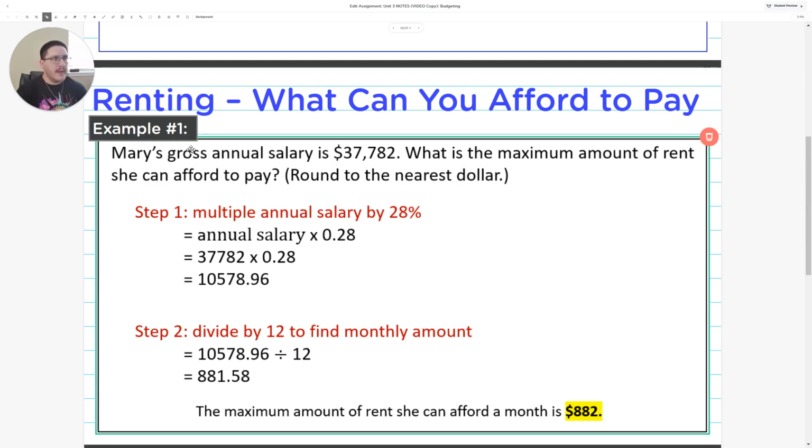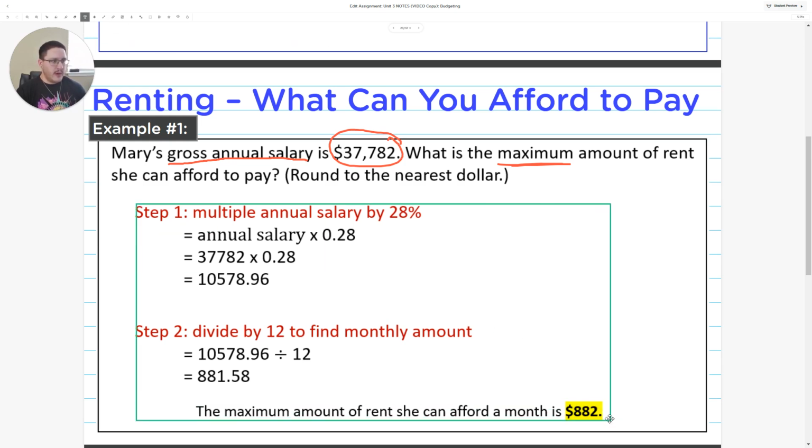So, for example 1, Mary's gross annual salary is $37,782. What is the maximum amount of rent she can afford to pay? And we're going to round to the nearest dollar. Let me cover some of this up and then reveal it as we go.